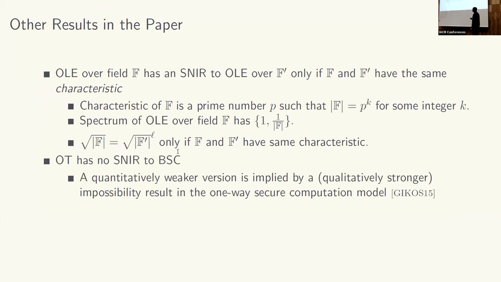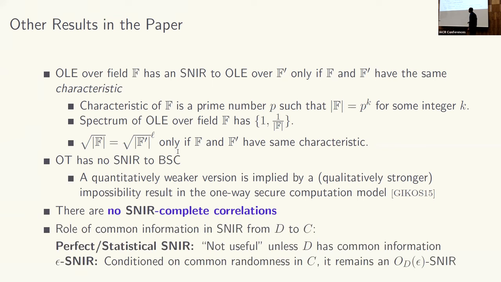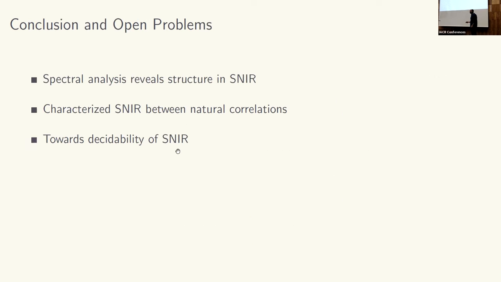Other results: we also show impossibility for larger correlations like OLE and OT and so on. We can also show that SNIR cannot be done using only a single type of correlation. For example, we cannot use a single type of correlation to get all sorts of correlations in this model. Finally, we show that common information is not useful in this model.